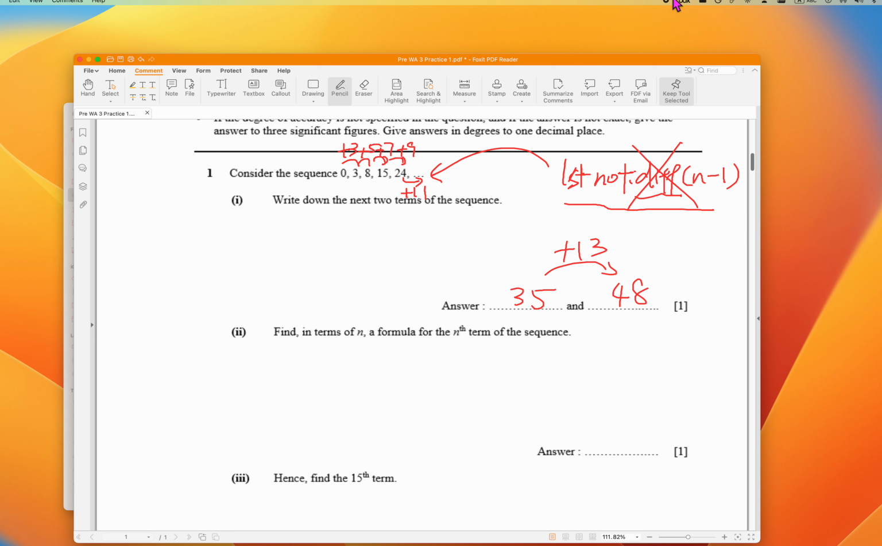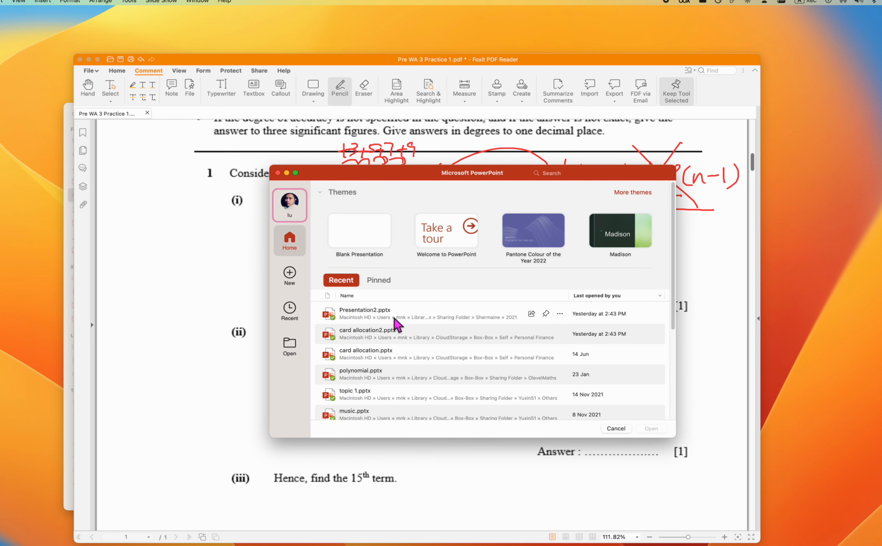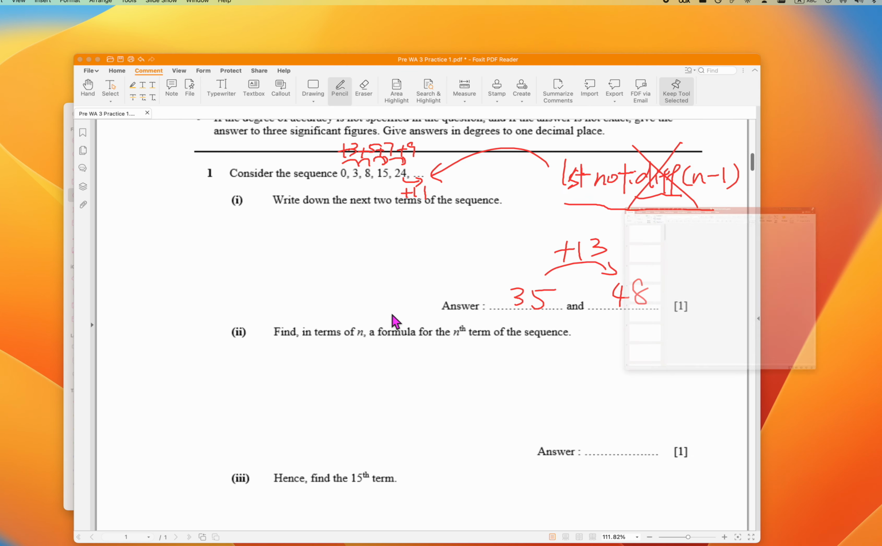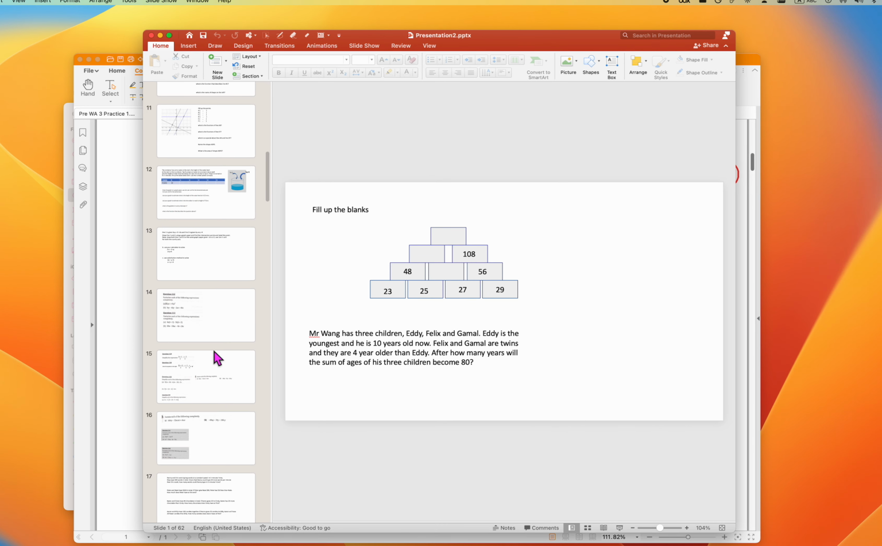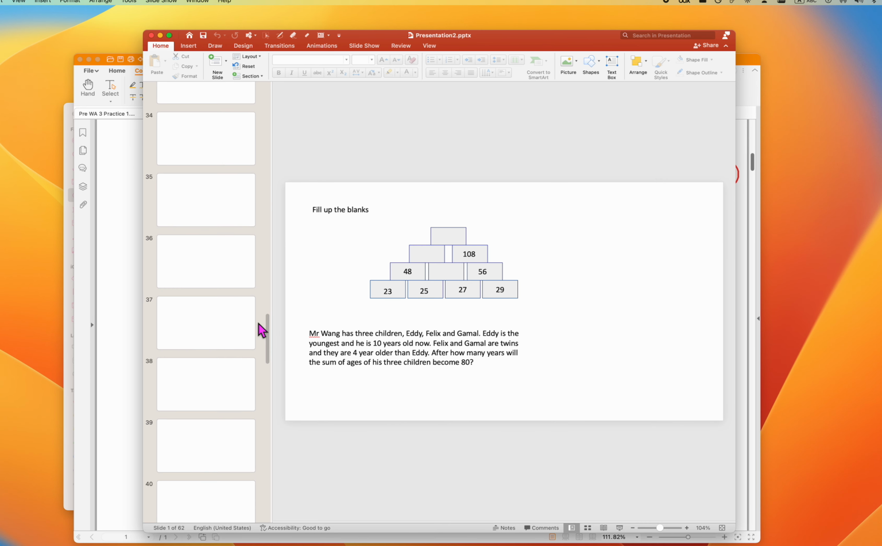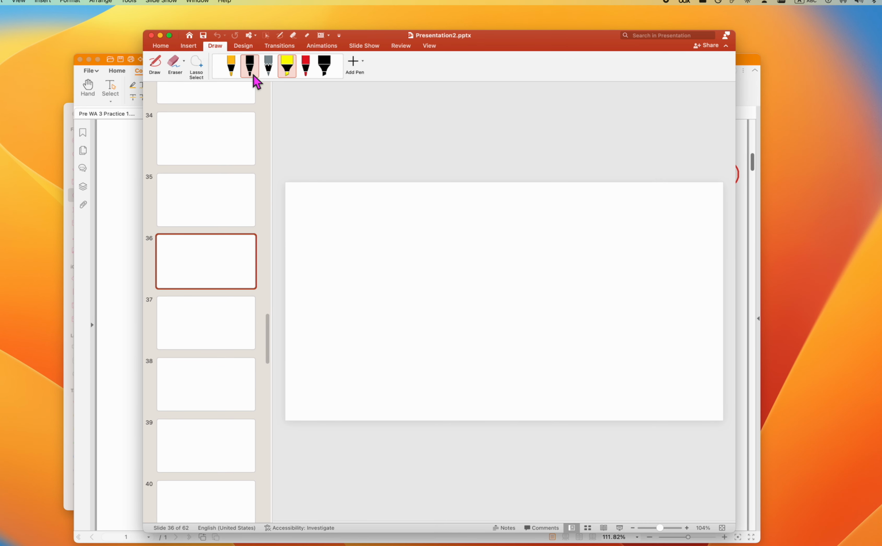So what's the strategy? Let's not talk about whether your teacher explained or whether your teacher has not explained. Look at what are the tools in your toolbox for number sequence. What I mean is what methods you have learned so far to find number sequence.